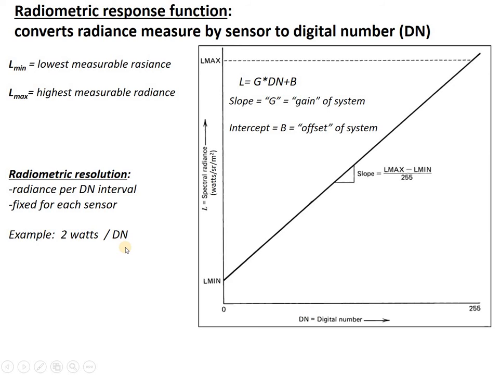And so you could imagine that if this is a very steep line, then you have a lot of watts in each digital number, which means when you go to display those, you can't tell between small differences in radiance. If this is a shallow line, then you have very few watts assigned to each digital number, and it's quite easy to display small differences in radiance. So a steep line is a low radiometric resolution. A shallow line would actually be a high radiometric resolution.